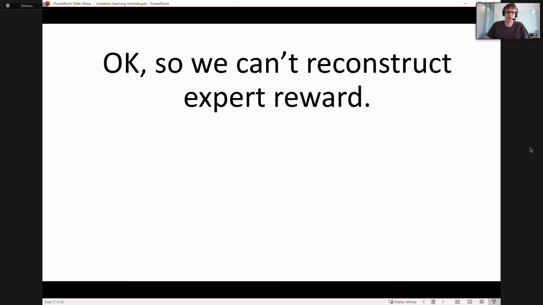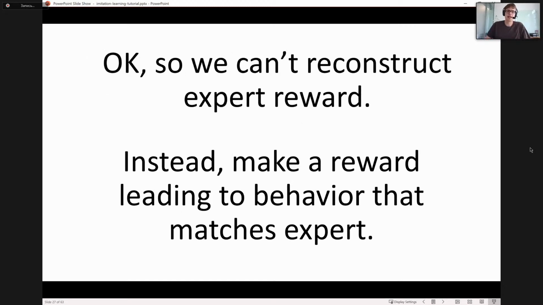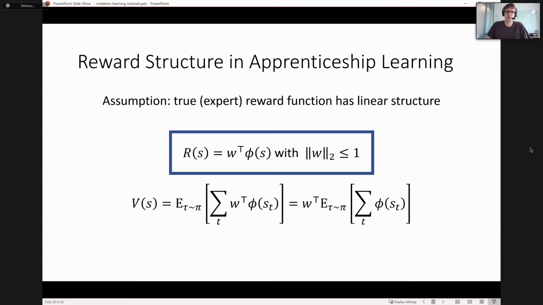So we cannot reconstruct the expert reward, but what we do instead is come up with a reward that leads to behavior that matches the expert, right? And in a way, that's enough, because in imitation learning, we care about reproducing the expert's behavior. We don't directly care about reproducing their reward. Okay, so let's see how we can do that.